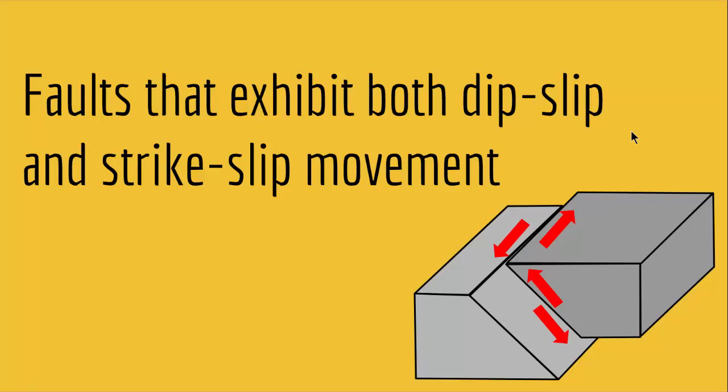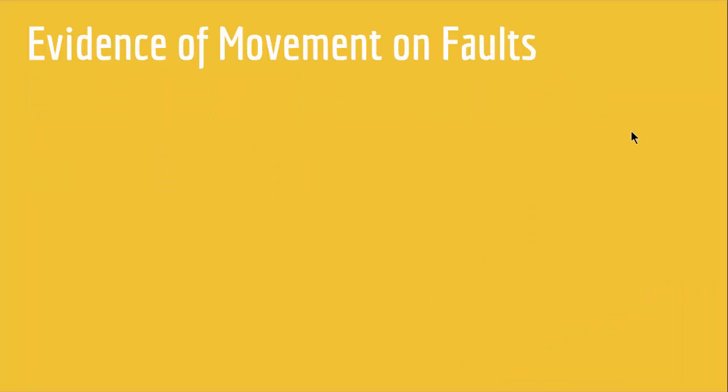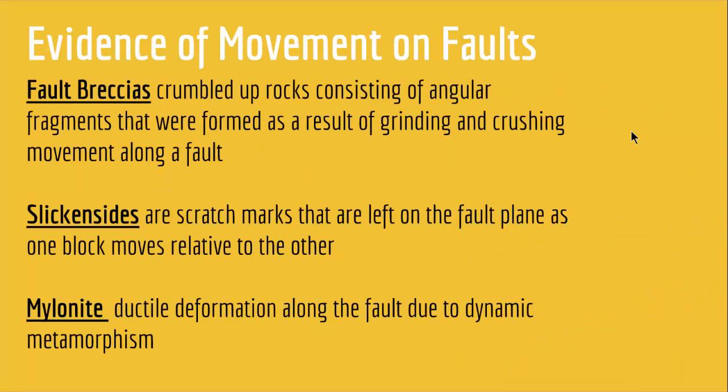And now talking about something else, and that is evidence of movement of faults. What type of evidence do we have of movement on a fault? Well, we have a few. We have something that is called fault breccias, slickensides, or mylonites. These are evidence of movement on a fault. The first one, fault breccias, are crumbled up rocks consisting of angular fragments that were formed as a result of grinding and crushing movement along a fault.